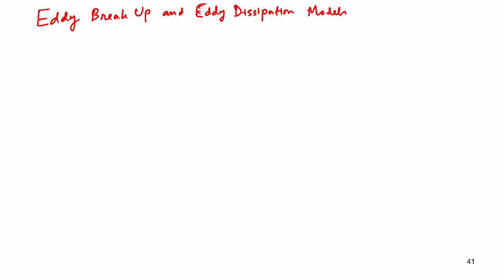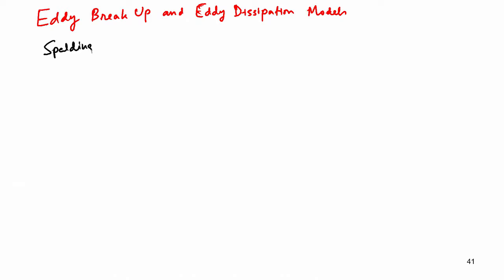But to give you just a flavor of how the commercial codes work and how this modeling for the mean source term is done, we will look into this class of the Eddy Breakup and Eddy Dissipation models. Okay. Now these are from Spalding.